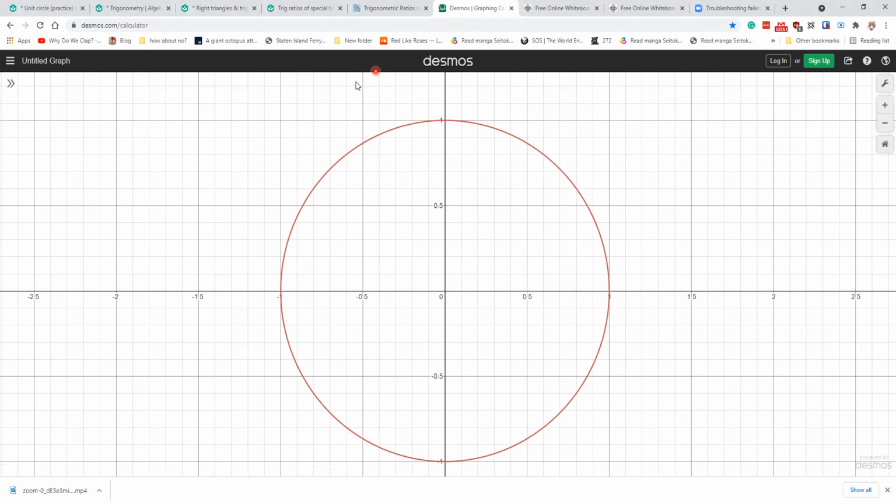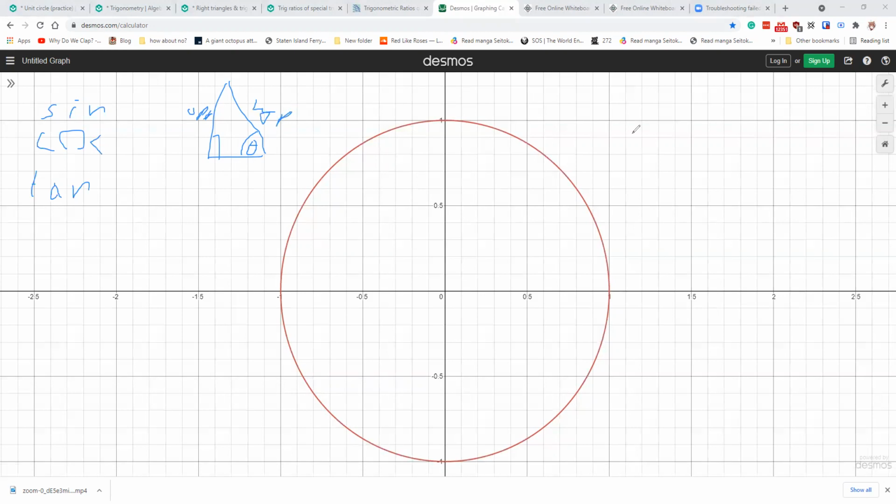Now, before, we learned sine, cosine, and tangent in terms of the ratios of sides of right triangles to their angles. So if you had, say, a right triangle like this, with an angle theta here, then the ratio of the opposite to the hypotenuse would be sine of theta.